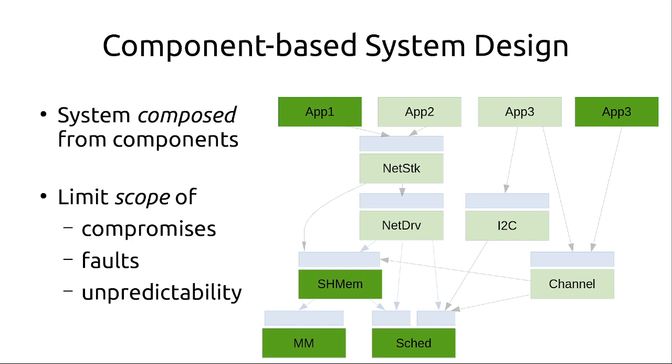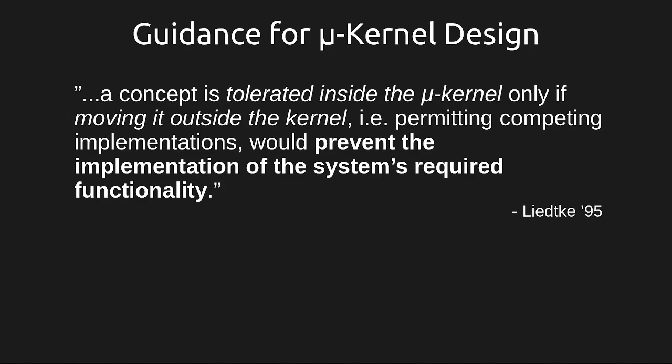This becomes very difficult, and it actually harkens back to what Liedtke gave as advice for microkernel design in '95, and that is that a concept can be tolerated inside of the microkernel only if moving it outside of the kernel, i.e. permitting competing implementations, for example, different components, would prevent the implementation of the system's required functionality, right? We should only put something in the kernel if it has to be there to implement the functionality of the system, right? So we want to be able to implement all of these things in components. That begs the question, what needs to be in the kernel?